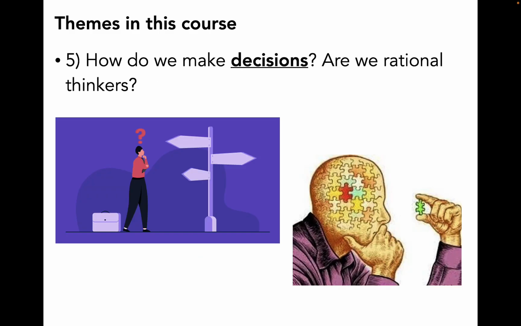And then finally, we'll end the class by looking at decision making, and we'll tackle the question, are we rational thinkers? Are we rational decision makers? Are we really good at interpreting evidence and making rational decisions? And the short answer is that we're not that great at it, but as I'll discuss in those 2 lectures, there are reasons for why we're not that great at it, and we can actually become better decision makers by knowing a little bit about how we think.